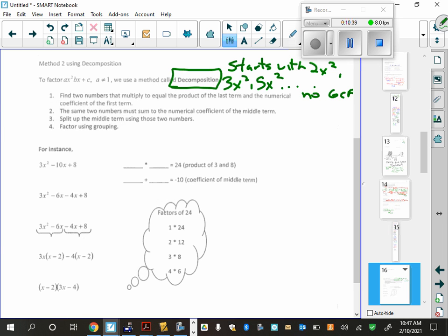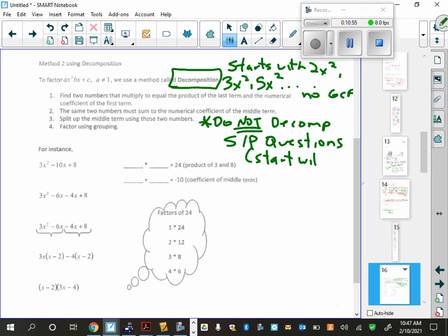In fact, I'm going to write that down right now. Do not decomp sum product questions. Sum product questions start with x squared. What a waste of time that is. That was the quiz you just had. If your numbers were -1 and 8, put x subtract 1, x plus 8 in the brackets, you're done. Don't do 4 steps later and get the exact same answer.